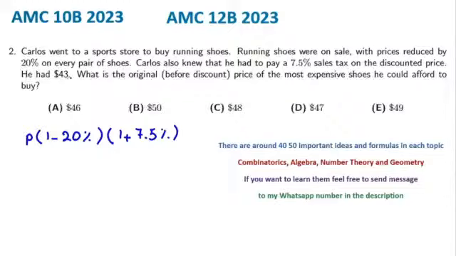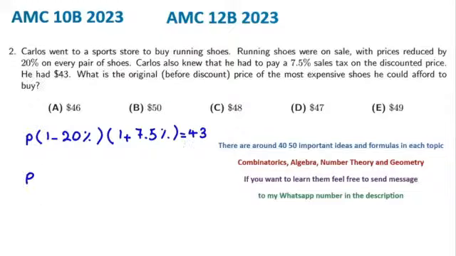So it will be 1 plus, because it increases the price, 1 plus 7.5%. And it says he had $43. What is the original price, before discount, meaning P, of the most expensive shoes he could afford to buy? So this one should be equal to $43, because the maximum amount that he can pay is $43.